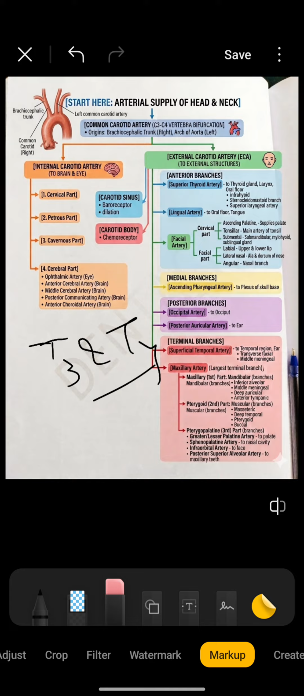on the right side there is a single direct branch, the brachiocephalic trunk, which arises from the arch of aorta. That is the right brachiocephalic trunk, which is further subdivided into the right common carotid artery and the right subclavian artery. Clear?